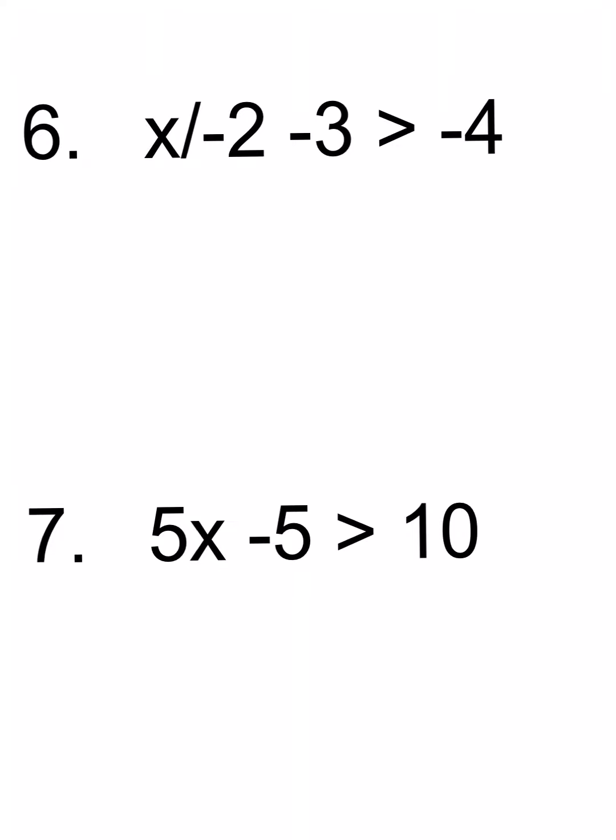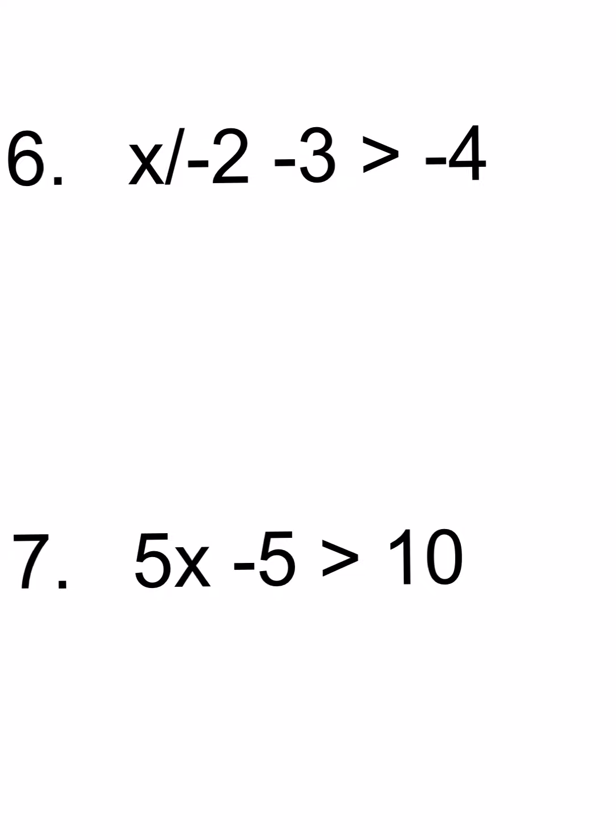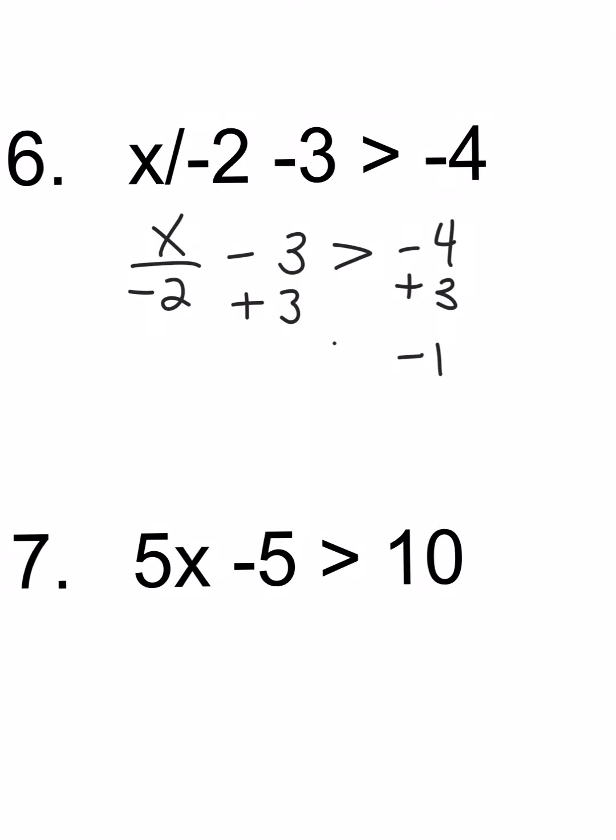This inequality is a little bit more complex. X divided by negative 2 minus 3 is greater than negative 4. The first step is to add 3 to both sides. Once you've done that, you get negative 1 is less than x divided by negative 2.